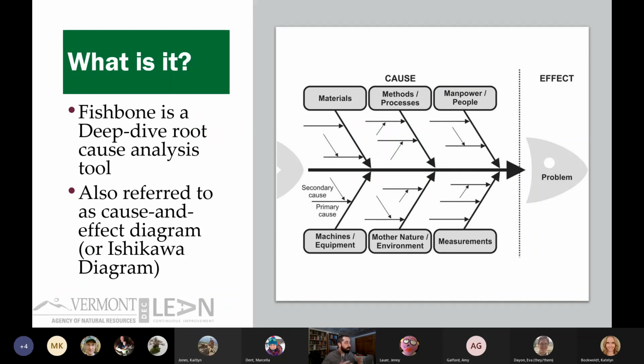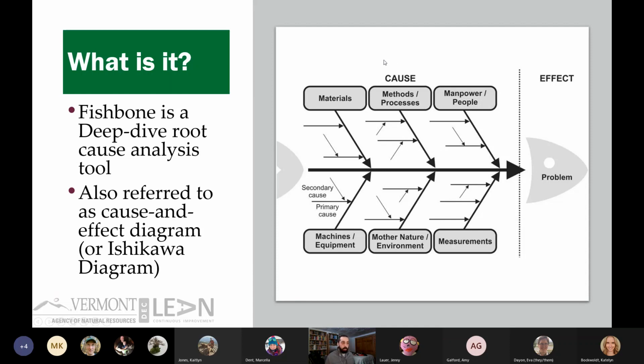So what is it? It's a deep dive root cause analysis tool. If you've never heard of a fishbone before, you might have heard it referred to as a cause and effect diagram or an Ishikawa diagram. They're all referring to the same concept, and that's that you have an effect, a problem that you're trying to work on, and you're trying to get at the causes of that effect.